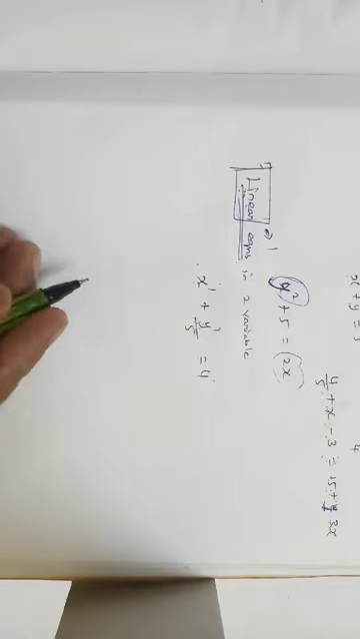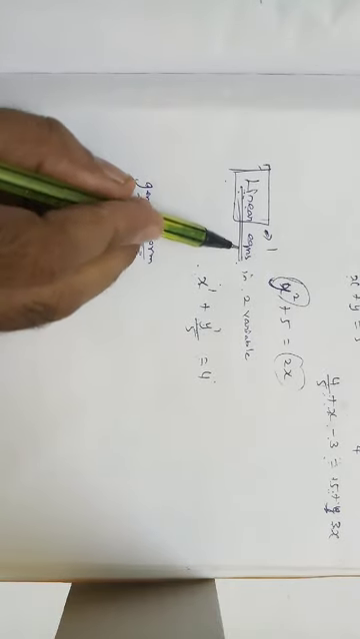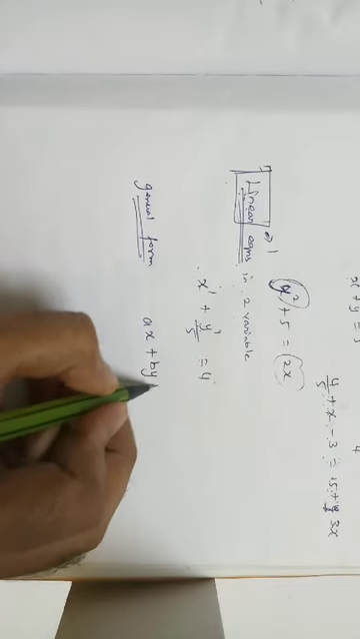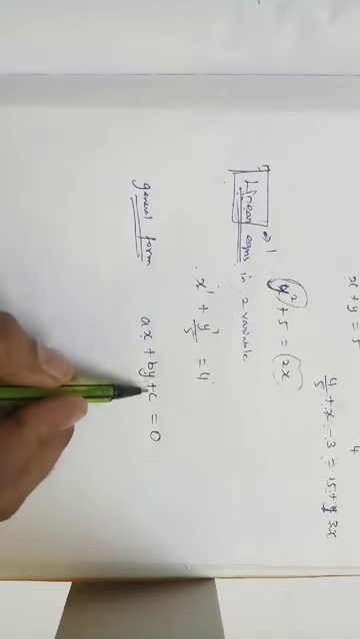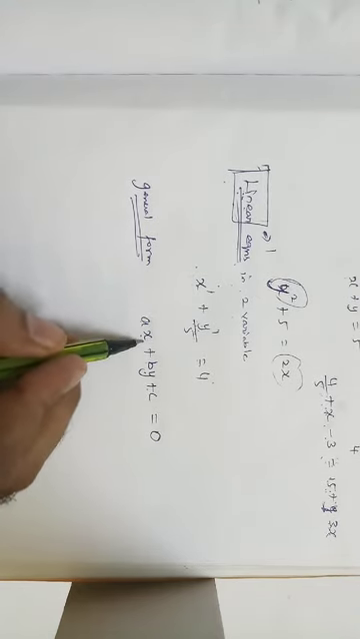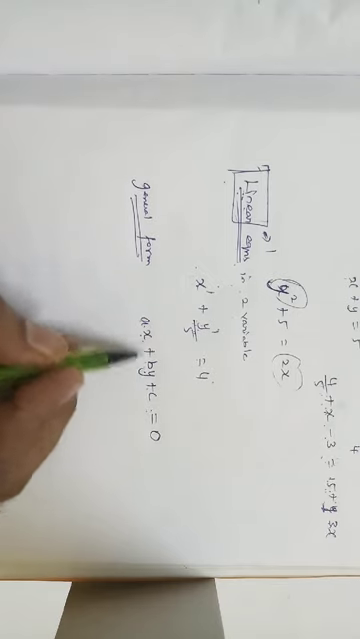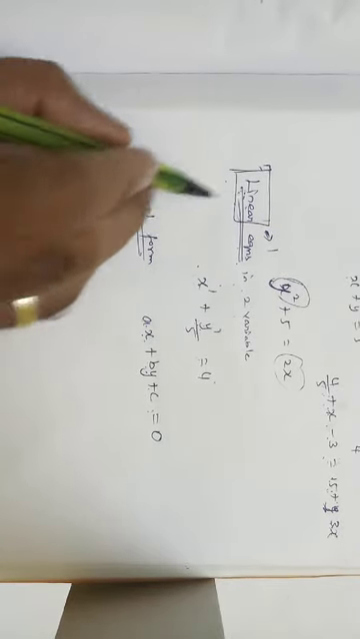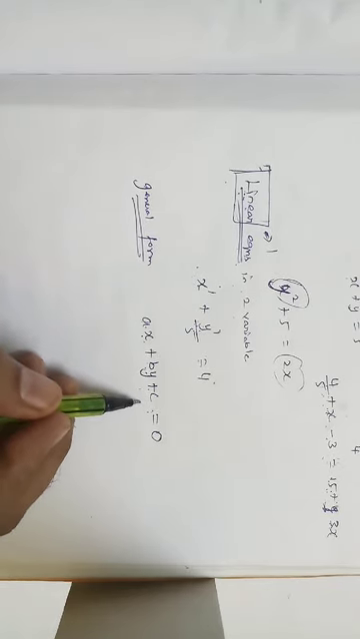Now we are going to see the general form of a linear equation in two variables. That is nothing but ax plus by plus c is equal to 0. x is a variable, y is a variable, and a, b and c are the constants. There are two variables and an equal symbol, so it is a linear equation in two variables. This is the general form of a linear equation in two variables: ax plus by plus c is equal to 0.